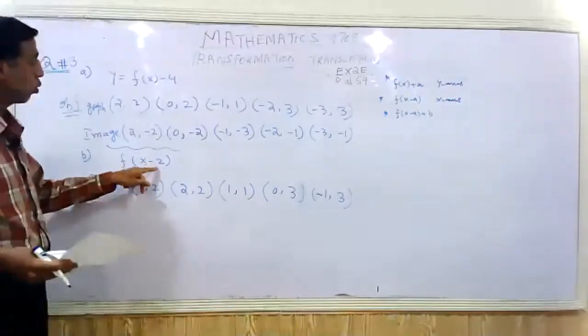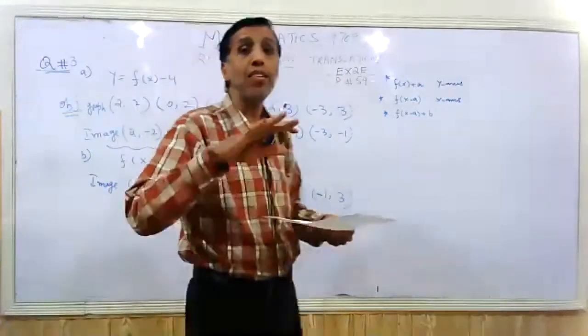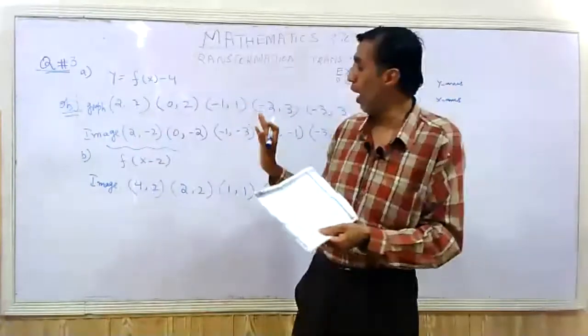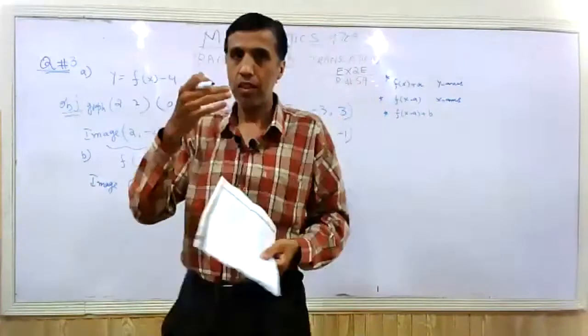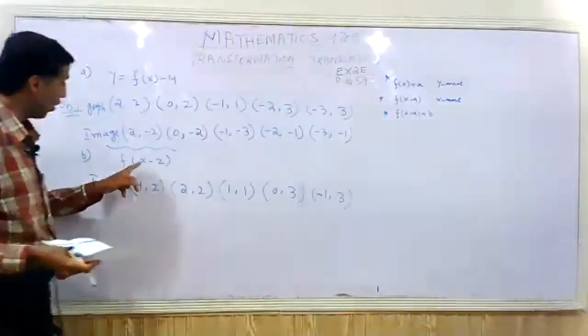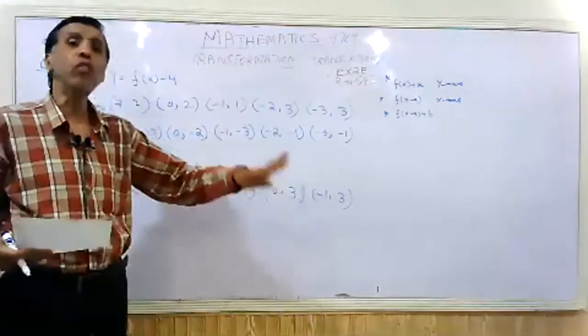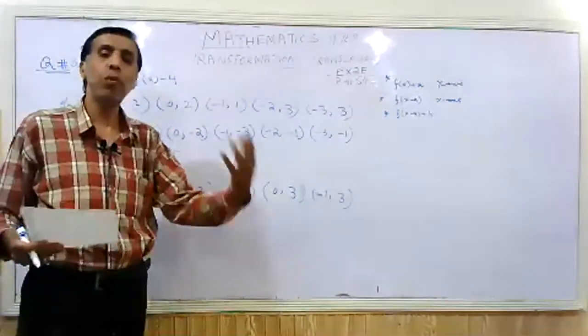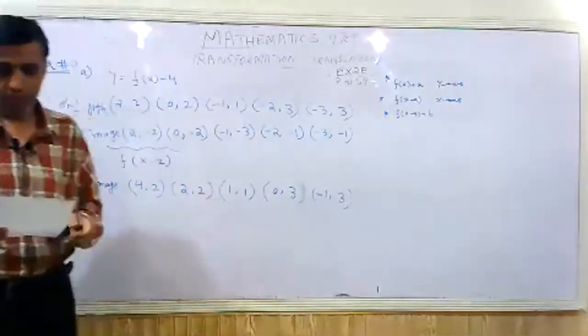x minus 2 stands for this. If you find the equation x plus 2, then you will have to move 2 units backward. Here there was minus 2, so I have moved 2 units forward. If you find the equation x plus 2, you will have to move 2 units backward.